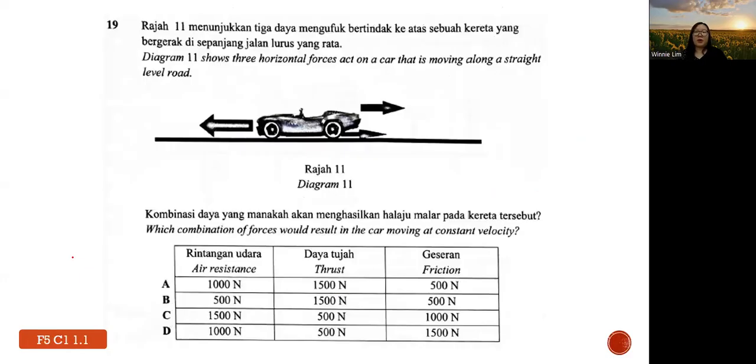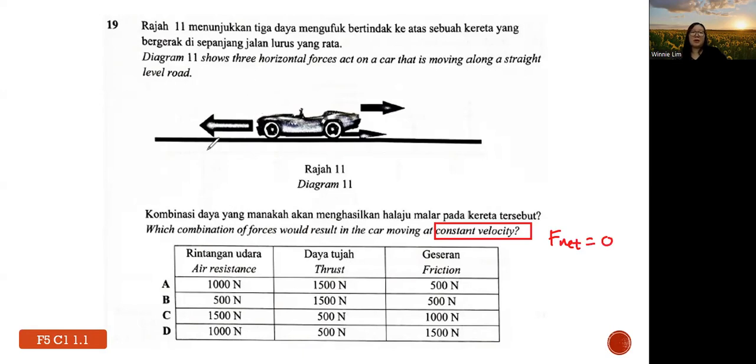Diagram 11 shows 3 horizontal forces acting on a car that's moving along a straight leveled road. Which combination of forces would result in the car moving at constant velocity? So constant velocity is a very important term. Constant velocity means the object is acted on by zero net force.